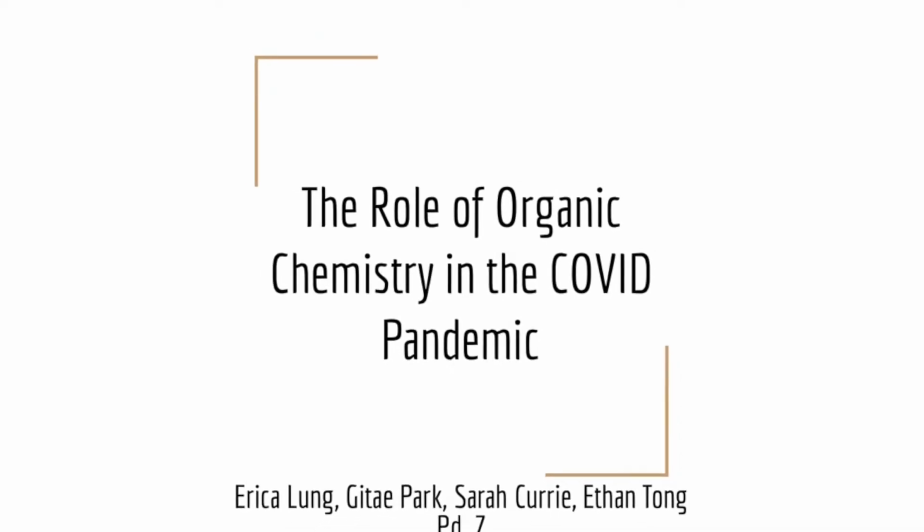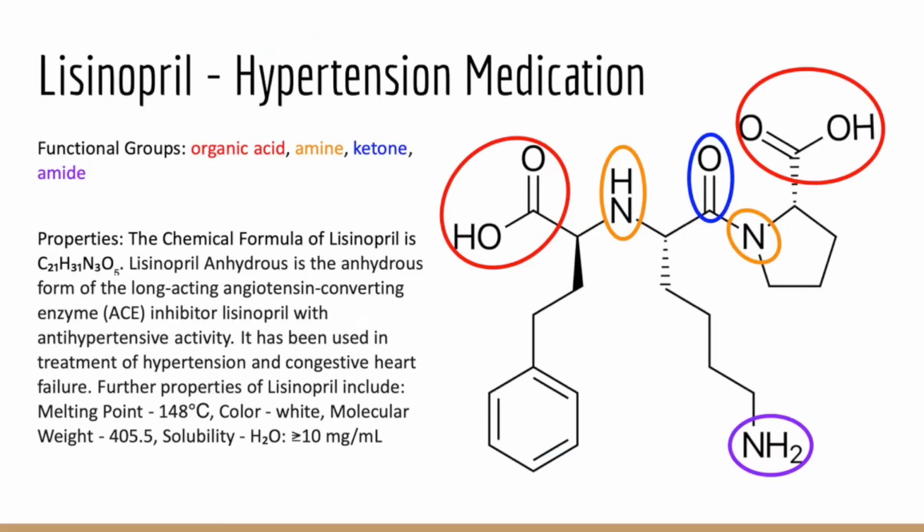Hi, so this is the role of organic chemistry in the COVID pandemic. So first up, we have lisinopril, which is a hypertension medication. As you can see, the functional groups are the organic acid, amine, ketone, and amide in red, orange, blue, and purple, respectively. The chemical formula of it is C21H31N3O5. And it is the anhydrous form of the long-acting angiotensin-converting enzyme inhibitor lisinopril with anti-hypertensive activity.